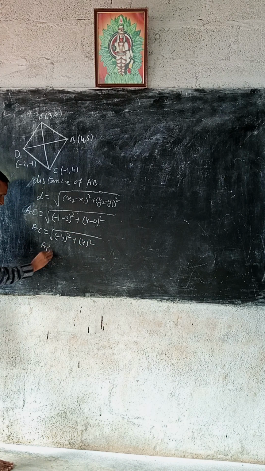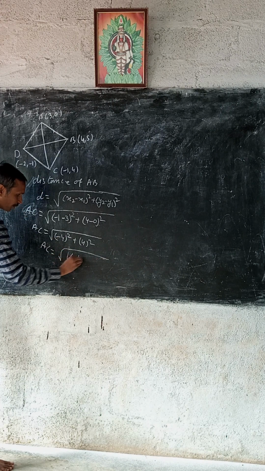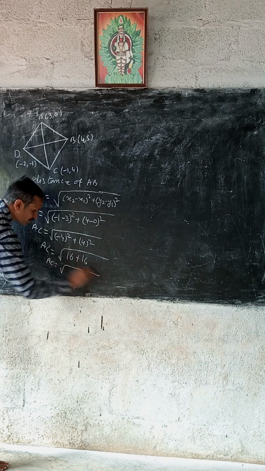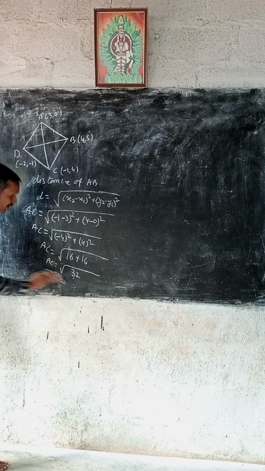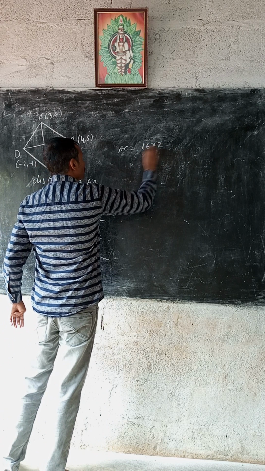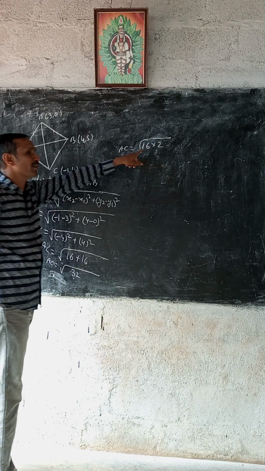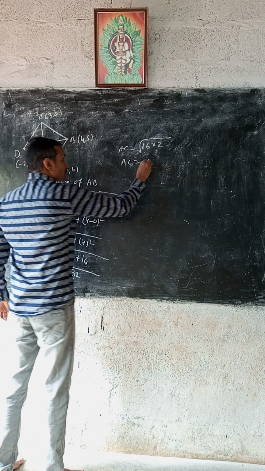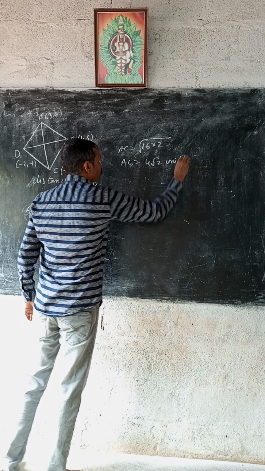Then AC is equal to root of minus 4 square, which is 16, plus 4 square, which is 16. So AC is equal to root 16 plus 16, which is root 32. We can write 32 as 16 into 2, taking only the perfect square number out. So AC is equal to 4 root 2 units. This is how we got AC.